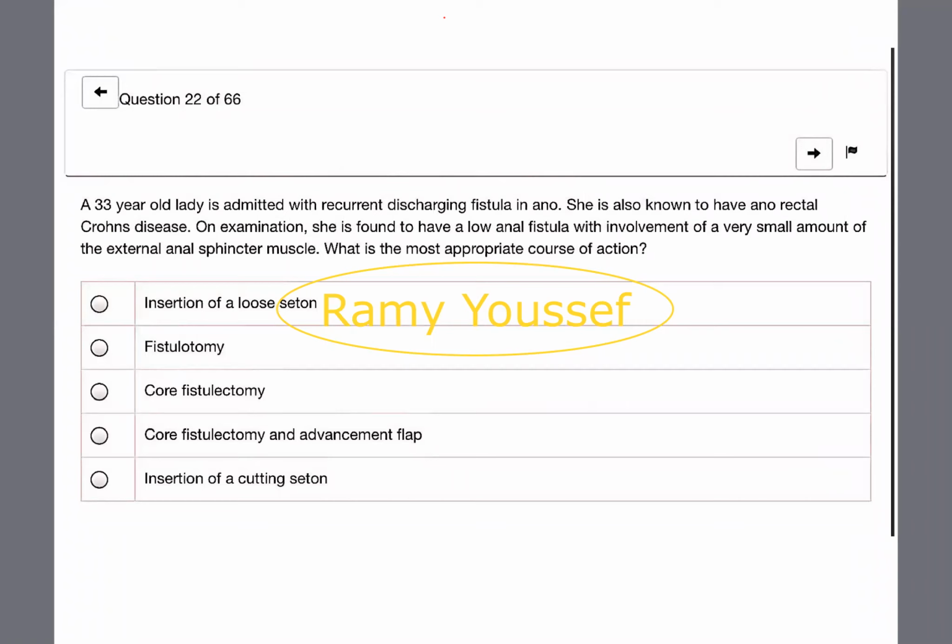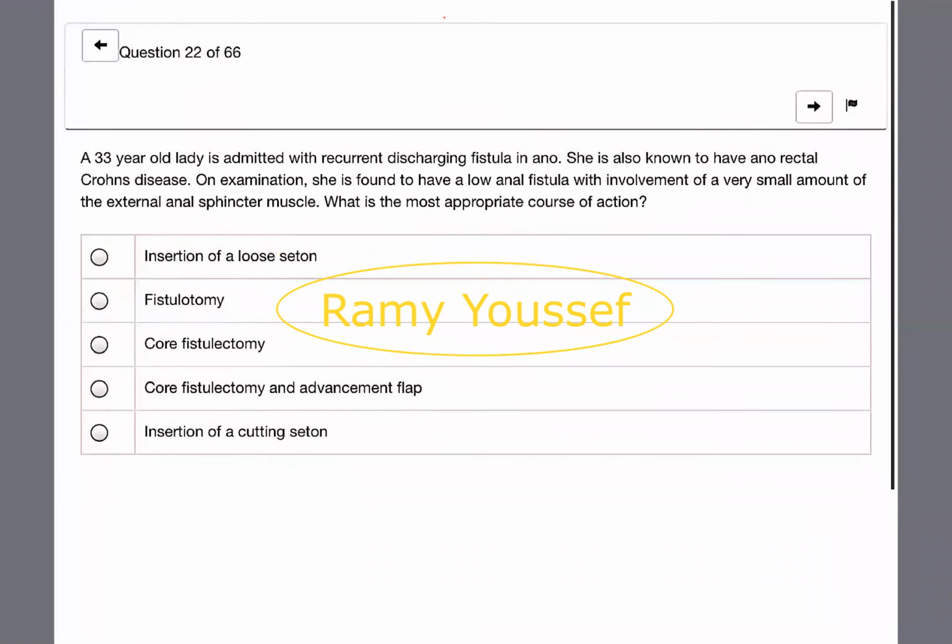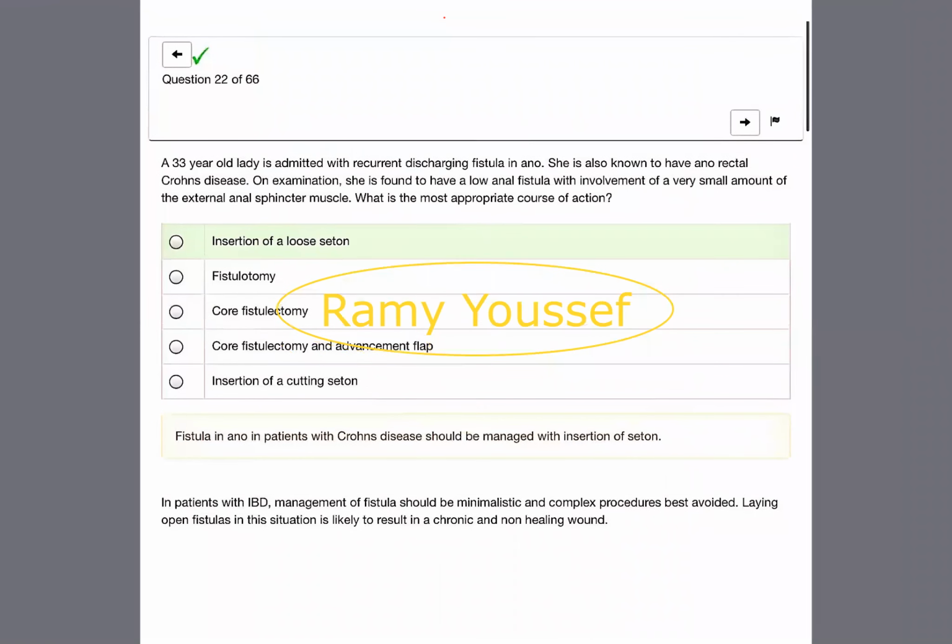A 33-year-old lady is admitted with recurrent discharging fistula in ano. She is also known to have anorectal Crohn's disease. On examination, she is found to have a low anal fistula with involvement of a very small amount of external anal sphincter muscle. What is the most appropriate course of action? So it's Crohn's. I will go with A, insertion of a low seton. Exactly.